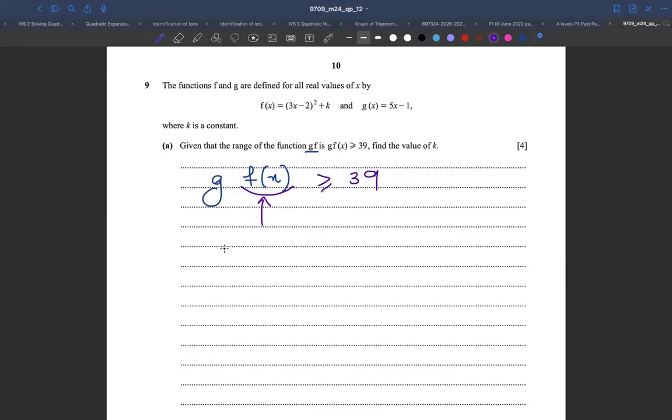How do I find gf of x? Sorry, beta. In place of x, you can write the function g, right? So (3x minus 2) whole squared plus k, minus 1. 3x minus 2 and then minus 1 outside, right? So this is greater than or equal to 39. We have to find the value of k.